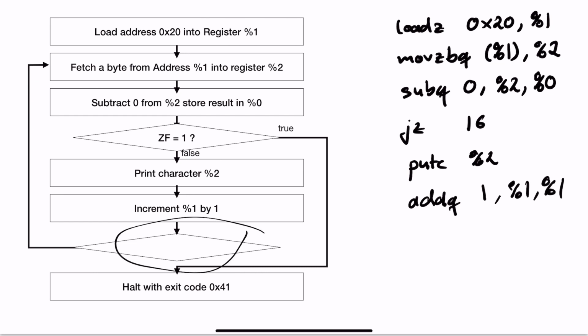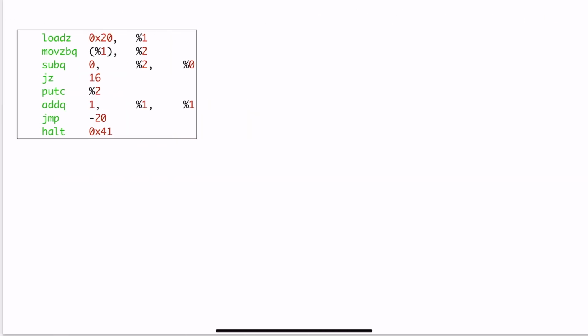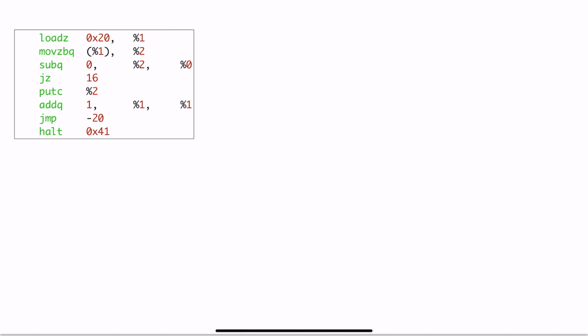This here is an unconditional jump instruction. For that you can use this jump, which is jumping back 1, 2, 3, 4, 5 instructions. Each instruction has 4 bytes, so we have to jump back 20 bytes, minus 20. And then we halt the program. And for that we can use the halt instruction with an exit code specified here as an immediate value hex 1. So that's it, that's the text segment, and here you see it in a nicer form written down.